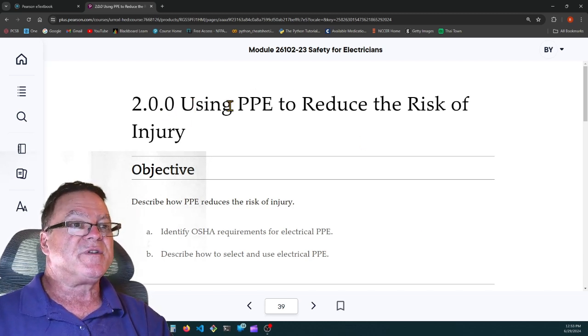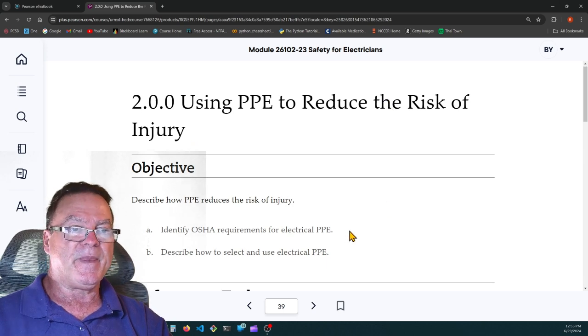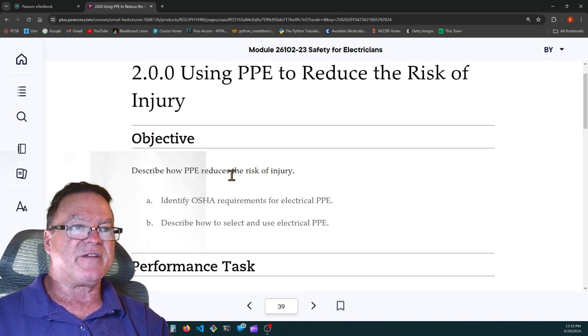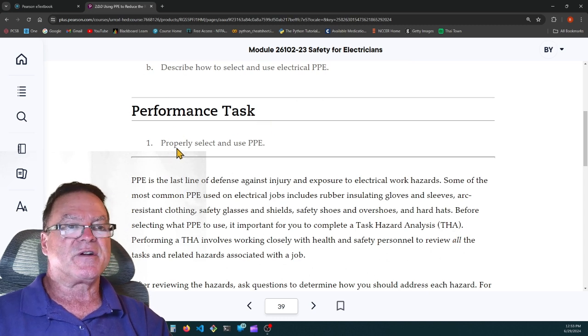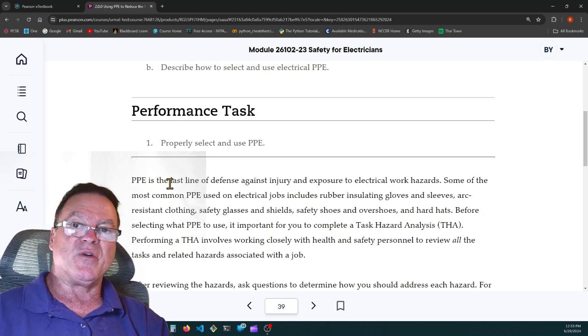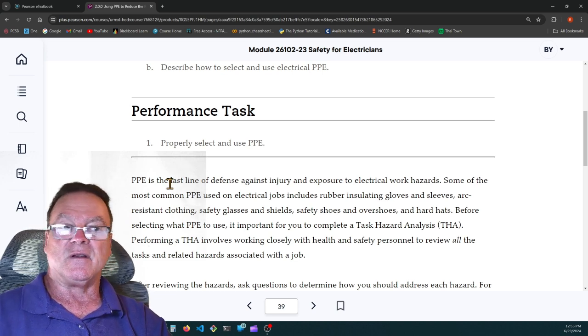Section 2.0.0, using personal protective equipment to reduce the risk of injury. Describe how personal protective equipment reduces the risk of injury, identify OSHA requirements for electrical personal protective equipment, and describe how to select and use personal protective equipment. Performance task: your instructor is going to ask you to select and use personal protective equipment. He might have you put on a hard hat, safety glasses, and gloves, or he might have you don a safety harness.